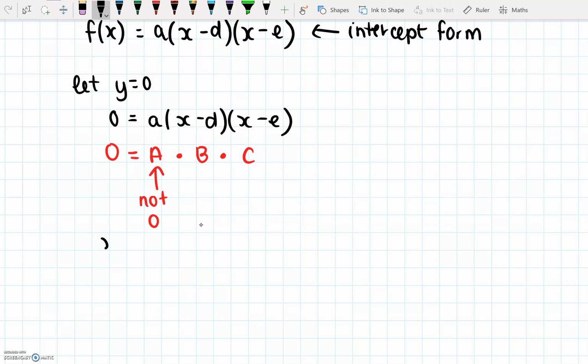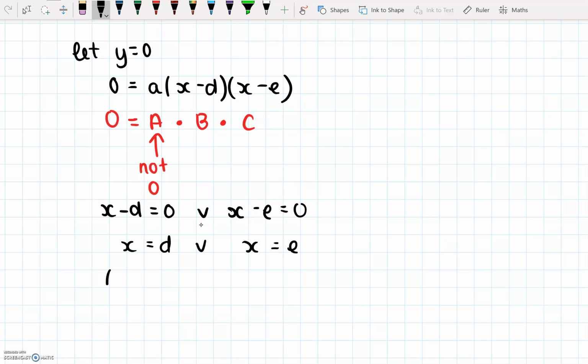So in this case, we have x − d = 0, or x − e = 0. Same as what we've done before. Now if we add d to both sides here, we get x = d, or on this side we're adding e, so x = e. And you can see that these are our intercepts. So our intercepts are (d, 0) and (e, 0). So if you have a formula in this format, you can easily find the x-intercepts.